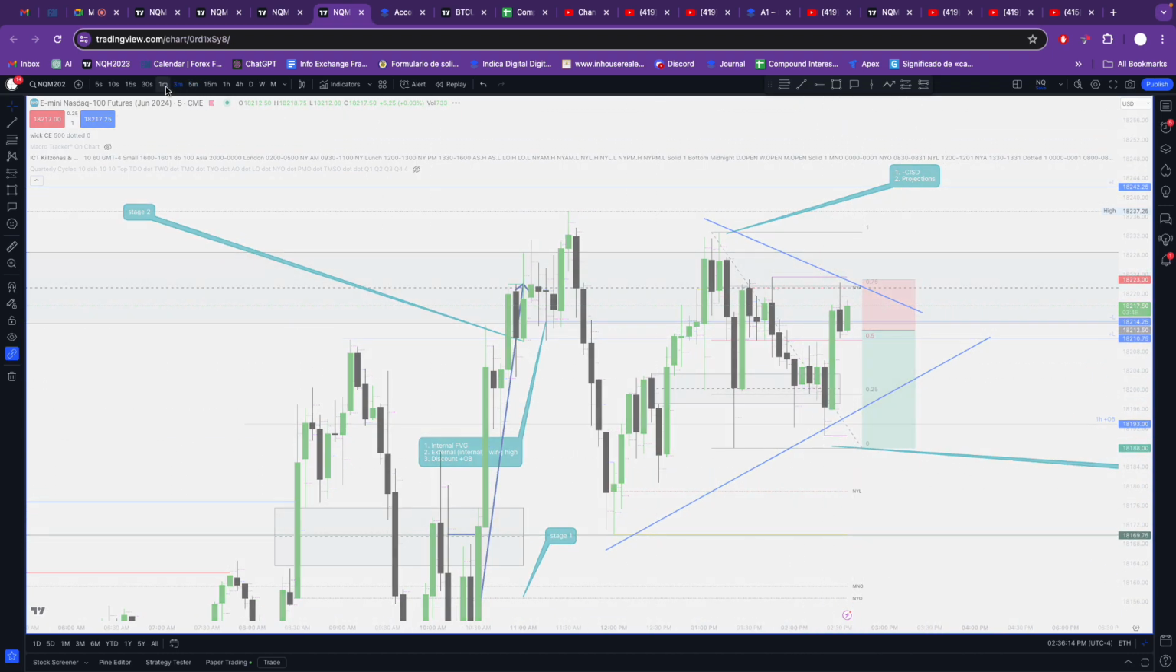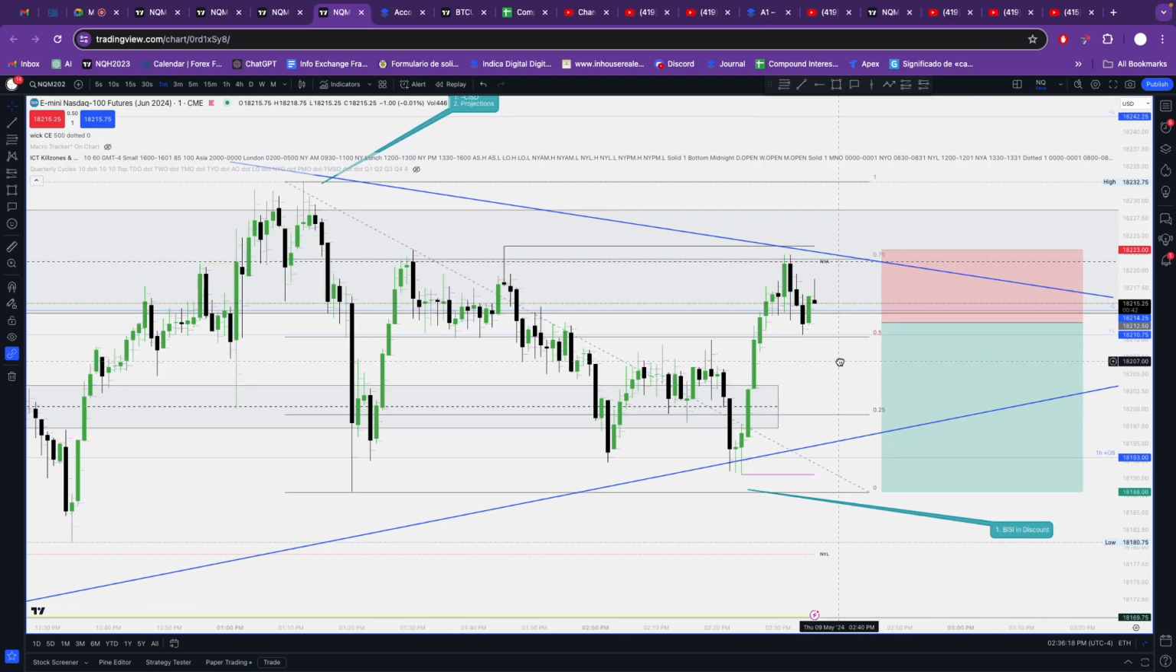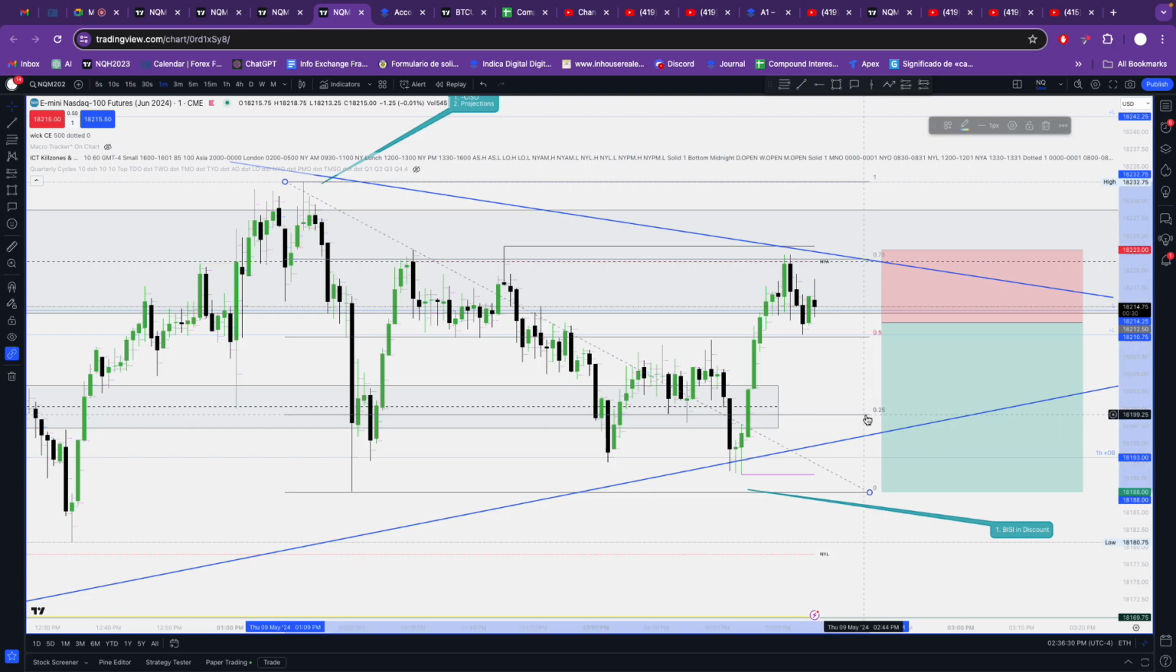So the idea about going short is just an idea, but we are at the high of this range here, so maybe we'll come back down to in here, maybe this balanced price range, and move up. I don't know. We'll see.